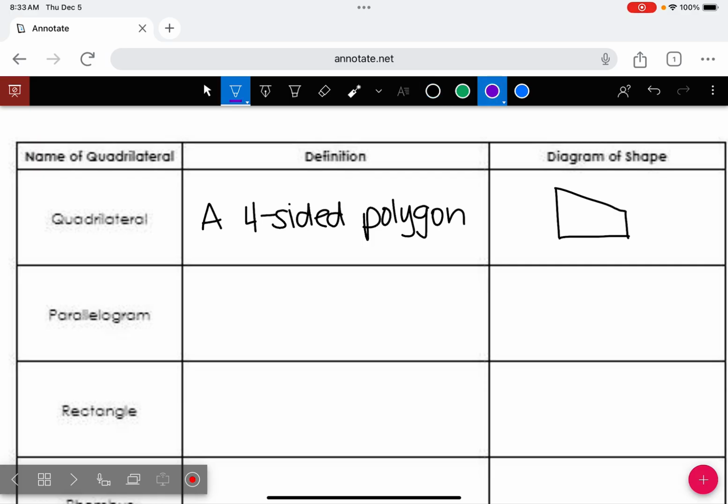All right. Next, we have a parallelogram. A parallelogram is a type of quadrilateral. So it is a quadrilateral in which both pairs of opposite sides are parallel.